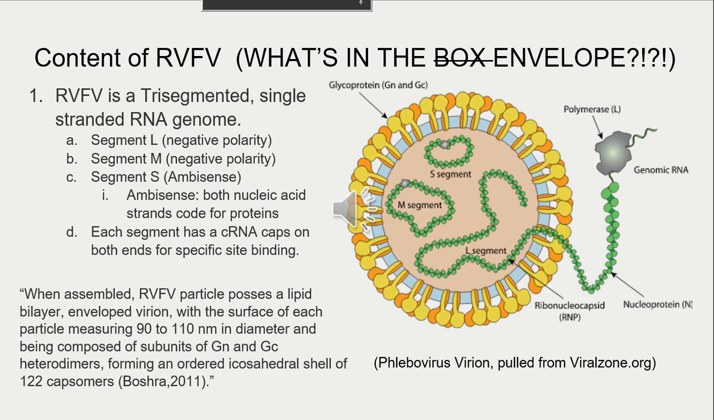And when assembled, Rift Valley fever virus particles possess a lipid bilayer enveloped virion, with the surface of each particle measuring 90 to 110 nanometers in diameter and being composed of subunits of GN and GC heterodimers, forming an ordered icosahedral shell of 122 capsomeres.